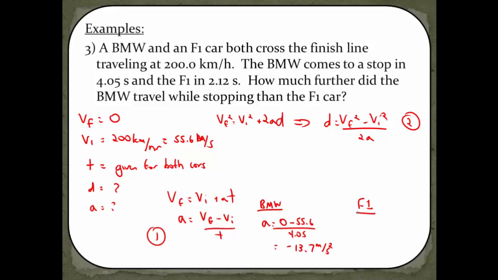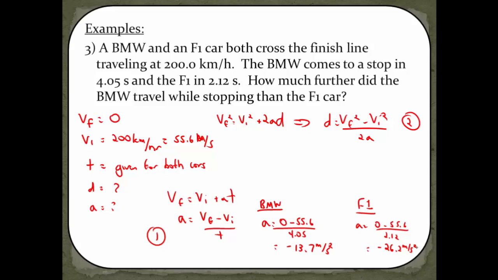What about the F1 car? Well, it's the same equation, 0 minus 55.6, except it slowed down in 2.12 seconds to give us a total acceleration of negative 26.2 meters per second squared. So this is where you have to stop and think for a second. Should the acceleration of the F1 car be faster than the acceleration of the BMW car? Absolutely. It was going just as fast and it slowed down in less time, which means the deceleration should be faster. So there we go. Good, accelerations are nice. Now what do we do with it?